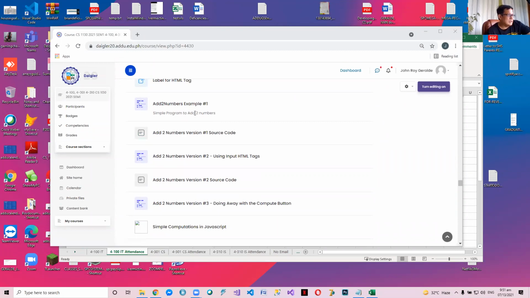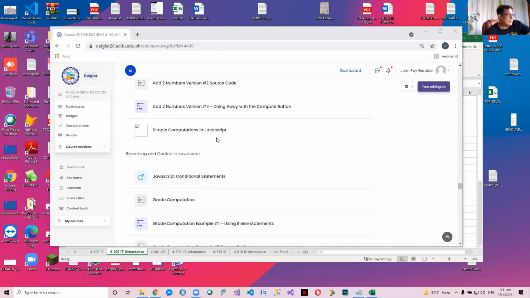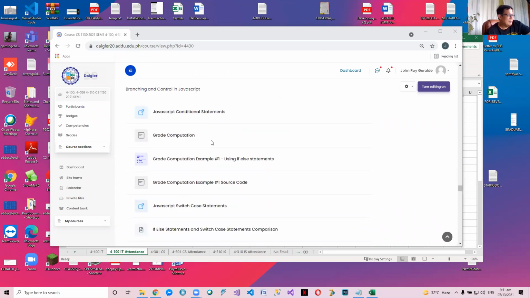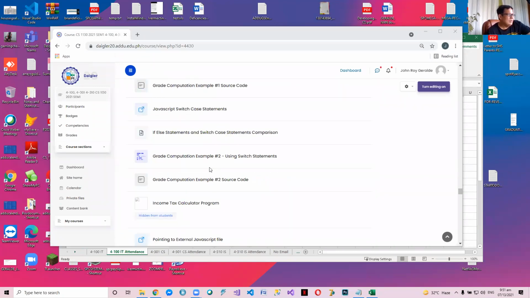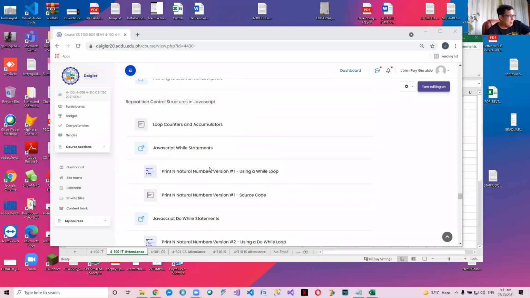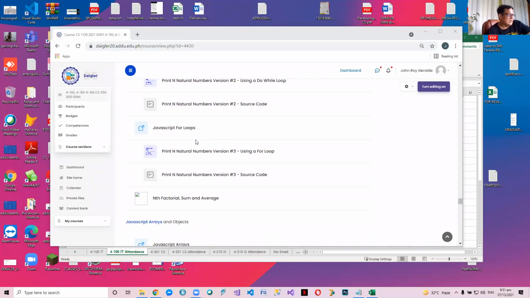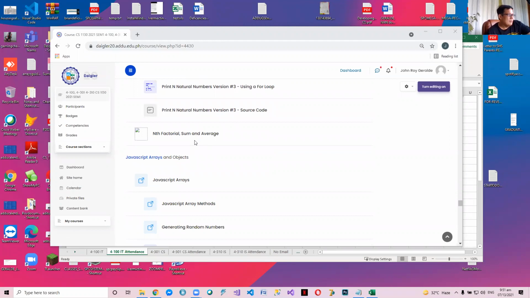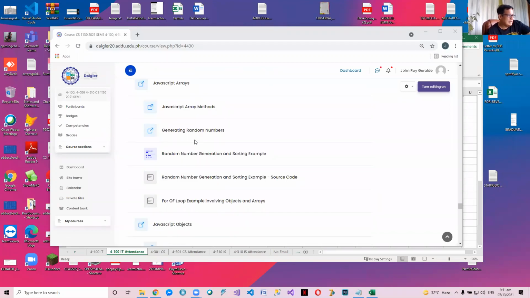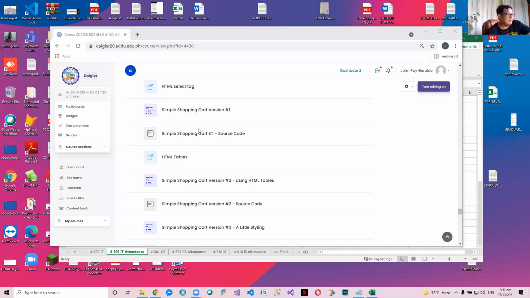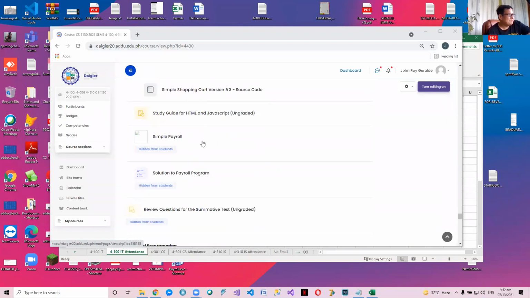So we will write programs such as adding of two numbers, simple computations, and then we'll have a grade computation example, and then we'll have loops and counters, and arrays, and then we'll be discussing a certain type of program called a factorial program, and then JavaScript arrays and objects, in which we will be showing a shopping cart, like a Lazada. Okay, we'll be writing a simple shopping cart website. Okay, I will show you the source code, no? And then you will have an assignment to write.